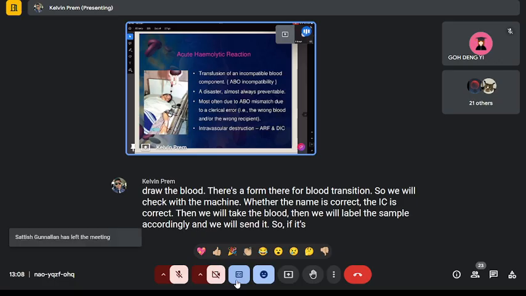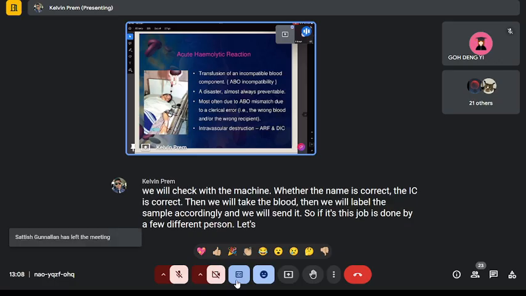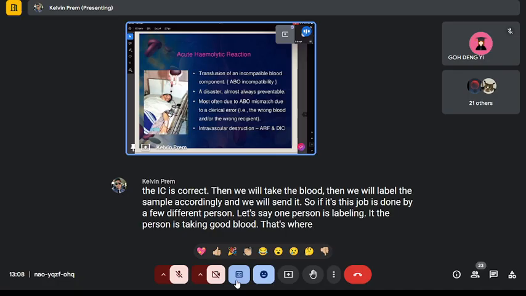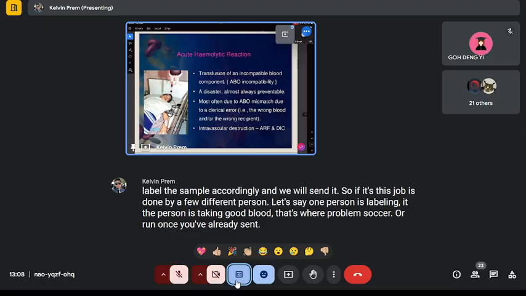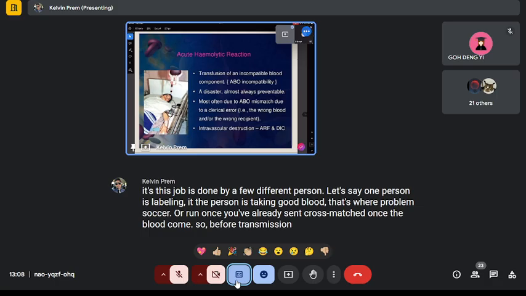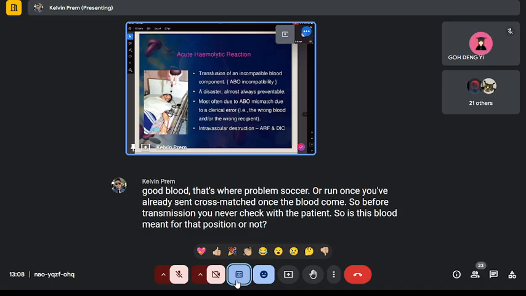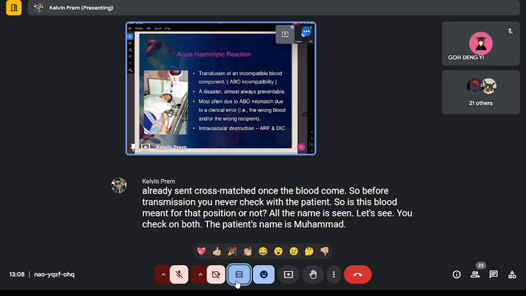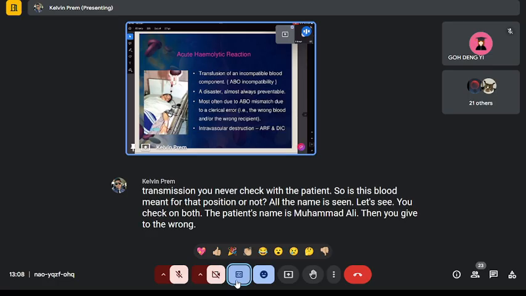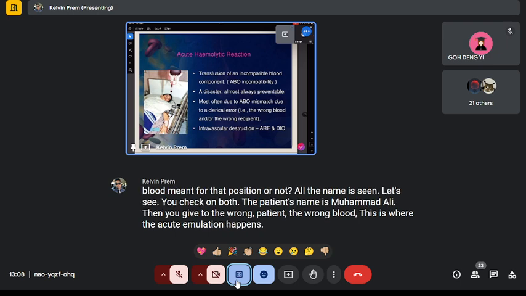If this job is done by a few different persons, let's say one person is labeling it, the other person is taking the blood, that's where problems occur. Or once you have already sent for cross match, once the blood comes, before transfusion, you never check with the patient: is this blood meant for that patient or not? Or the name is the same. Let's say both patients are named Muhammad Ali, then you give the wrong blood to the wrong patient. This is where the acute hemolytic reaction happens.